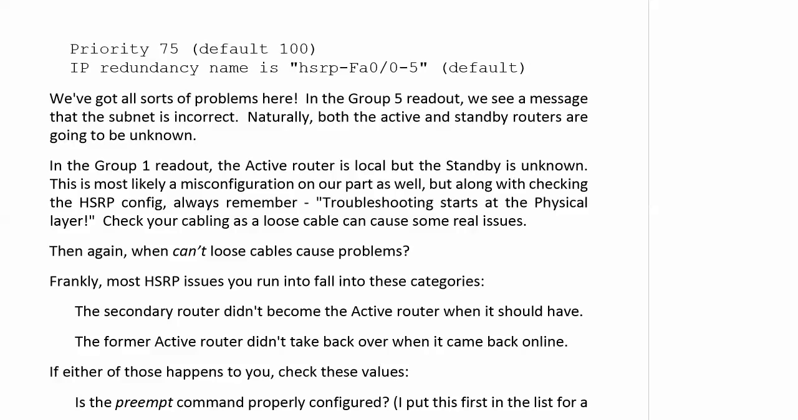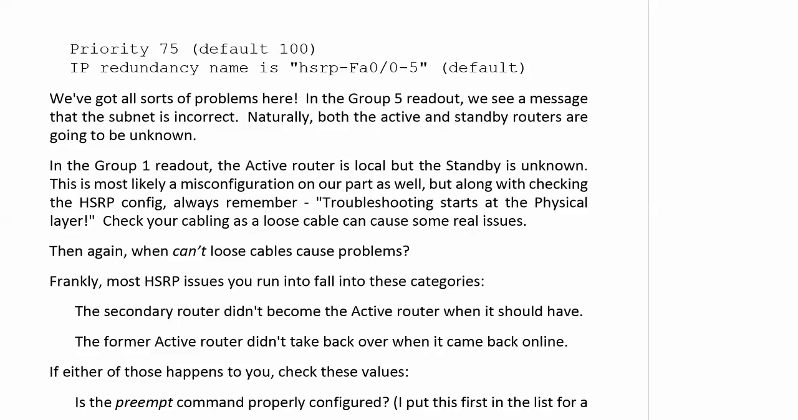Well, in the group 1 readout, the active router is local, but the standby is unknown. And again, that could be a misconfig on our part as well. But along with checking the config, just remember to check your cables at the same time, because loose cables can cause all kinds of trouble. And it may even still be showing up as connected. Your cables are going to look like they're connected with your show commands, but then when you tighten them, it's like, oh, look, the line protocol came up or such and such came up.